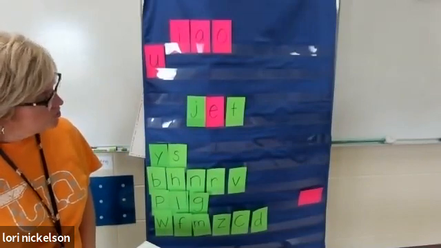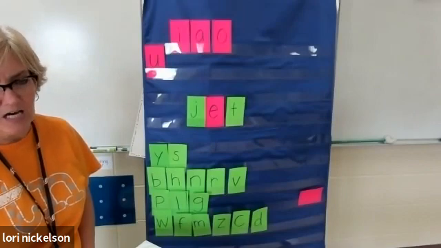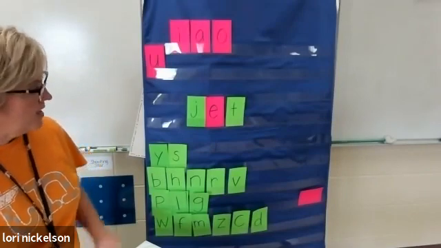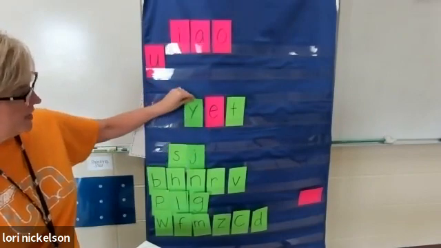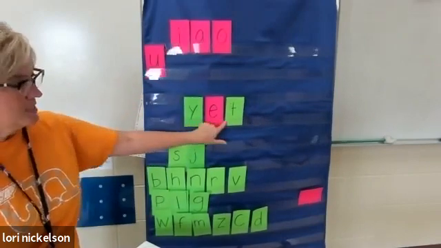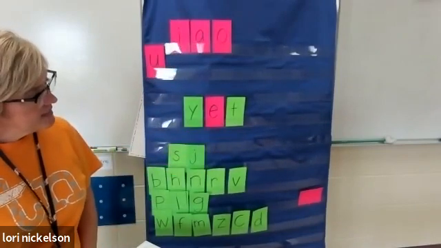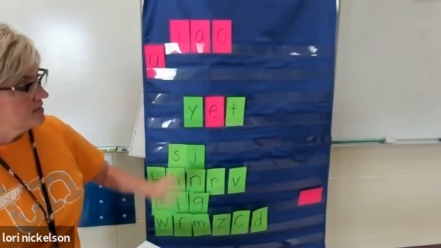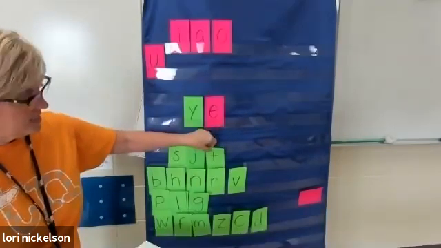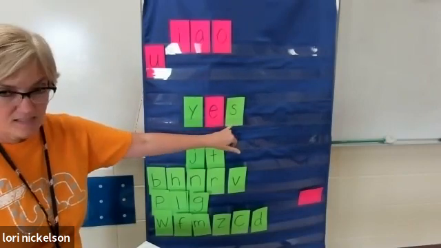What if I want to make jet into yet? Yeah. What makes the y sound? The Y. So I'm going to take the J off and replace it with Y, and now I have the word yet. Good. From yet, let's make the word yes. What do you hear at the ending? An S. So we need to replace the T with an S, and now I have yes.